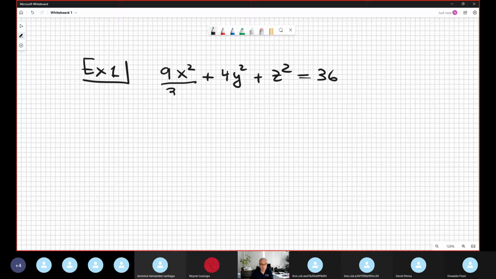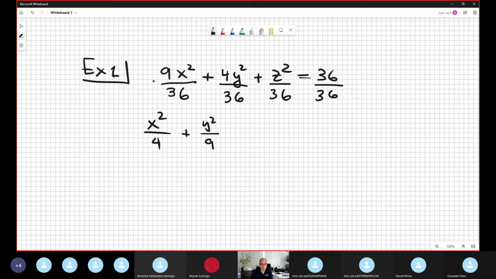So in this case, no completing the square because we have no linear term. Okay, thank you. Much better. And you divide by 36. So you have x squared over 4, 36 divided by 9, plus y squared over 9, 36 divided by 4. And 36 divided by nothing is 36. Is equal to 1. Now, standard.